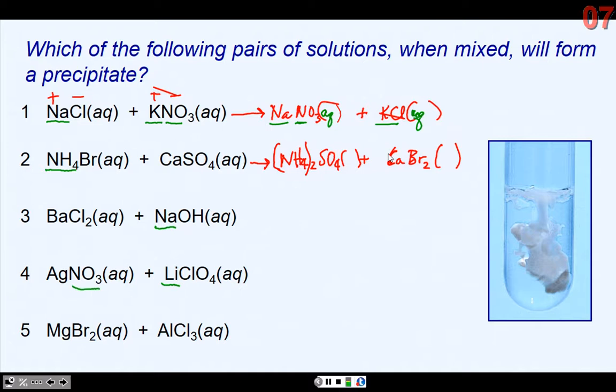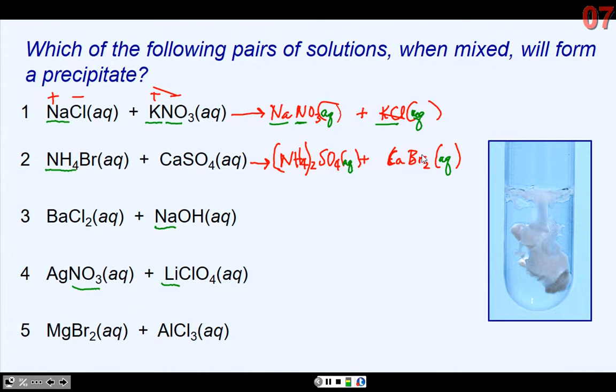So the ammonium with sulfate, if ammonium is always soluble, this will be aqueous. I don't care what you put with it, it will be aqueous. Then calcium with bromide, and you have to remember the rules. Halides are only not soluble if they are with silver, mercury, and lead. So in this case, it's soluble.